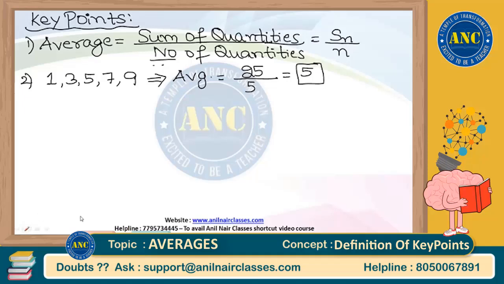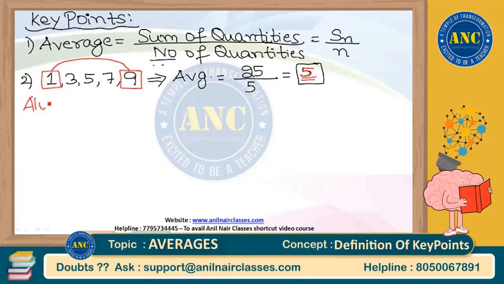Now, instead of finding the average like this, think logically, sir. Can I say like this? The lowest term in the given series is 1. The highest term in the given series is 9. And I got the average as 5. Can I say that this average 5, it lies between lowest and highest value?